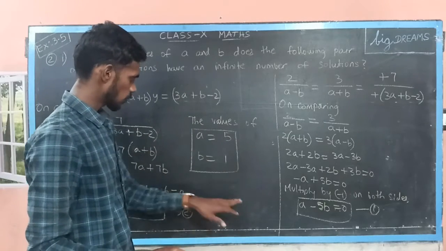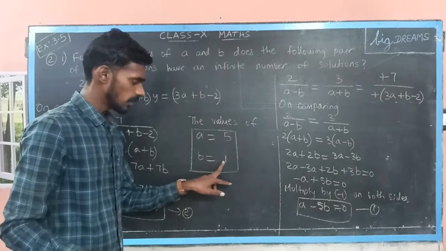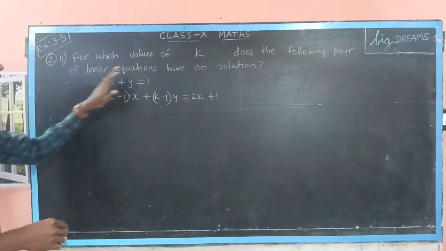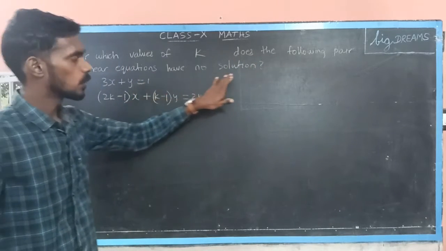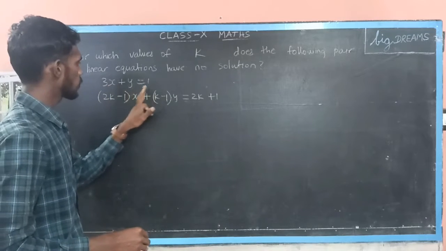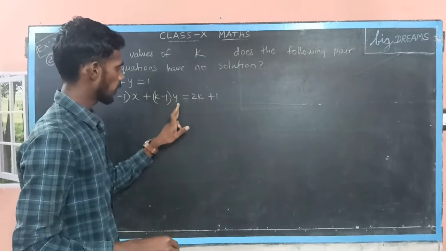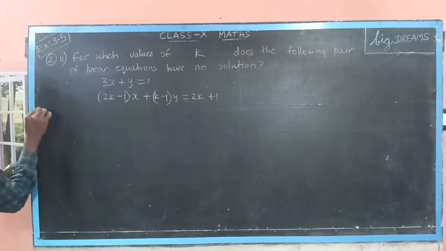You can solve these two equations by using the cross multiplication method. On solving these two equations, you will be getting the value of a to be 5 and b to be 1. Clear? Next, the second subdivision, for which values of k does the following pair of linear equations have no solution. They have given the equations to be 3x plus y is equal to 1, 2k minus 1 into x plus k minus 1 into y is equal to 2k plus 1. Now let us move to the solution.